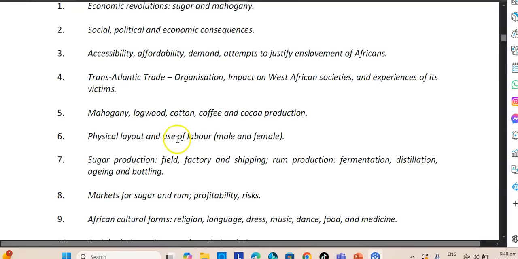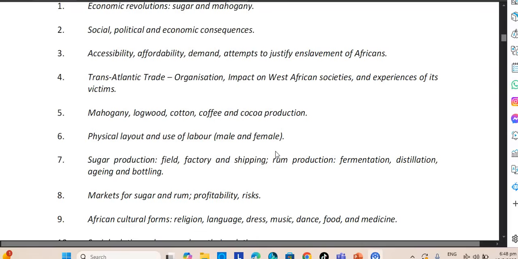Now we're going to look at the use of labor, male and female, on the sugar plantation. Now for the field work, most enslaved people worked in the fields. Labor was divided into gangs based on strength and skill. The first gang was the strongest males and females. They did the hardest tasks like planting and cutting cane.